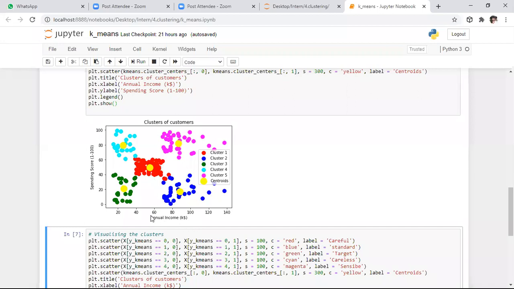After that, if you observe the cluster with color blue, these are which kind of people? They are having very good salary, and they are spending a very low amount. Such kind of people are careful people actually. So I want to say this kind of people are careful people.